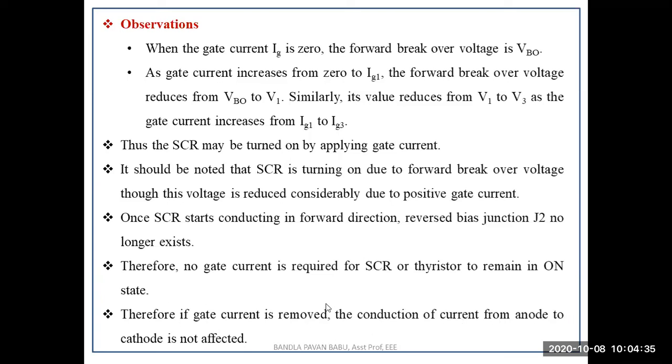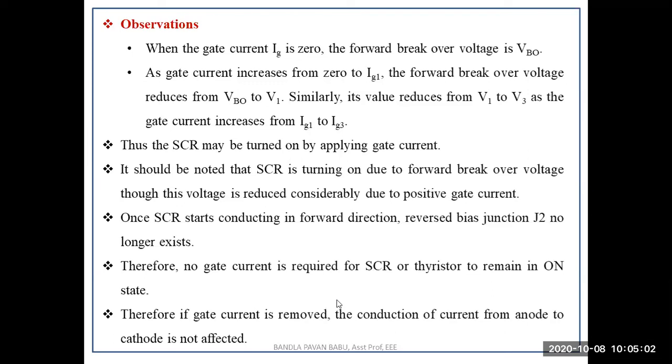Even if we remove the gate current, there will not be any effect on the flow of current from anode to cathode, and that is one of the major drawbacks of the SCR. That is the reason why we go for GTOs, the gate turn-off thyristors. Otherwise we need an external circuit to turn off the switch, or else we have to bring the SCR current back below the holding current.